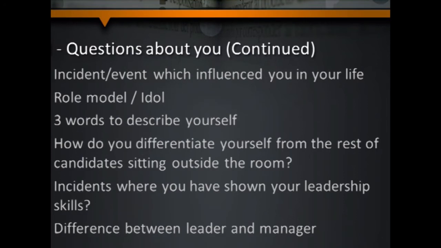Then they can ask about an incident or event which influenced you in your life. When they ask you this, you have to go into your life and look into what perceptions you have. You believe that you have to be in a well established position career wise. You want to be somewhere at the top. Maybe you believe that helping society is something good and which we should be doing a lot. Maybe you believe that starting a business, being an entrepreneur, is what you are interested in. So there could be a number of things.